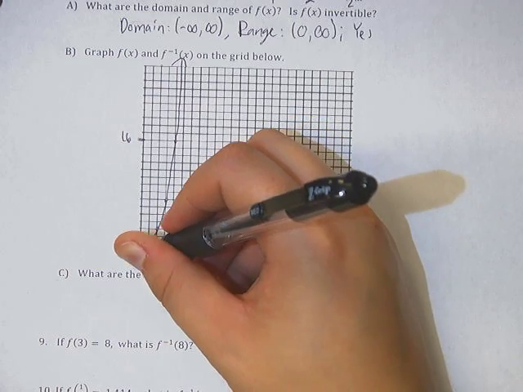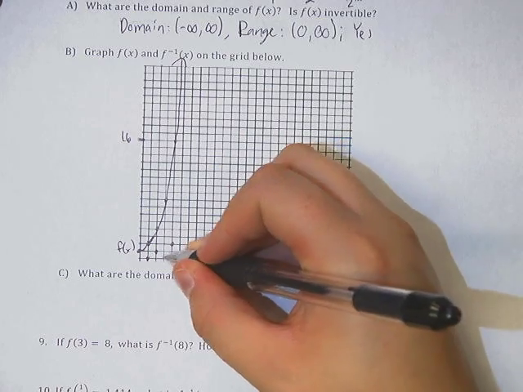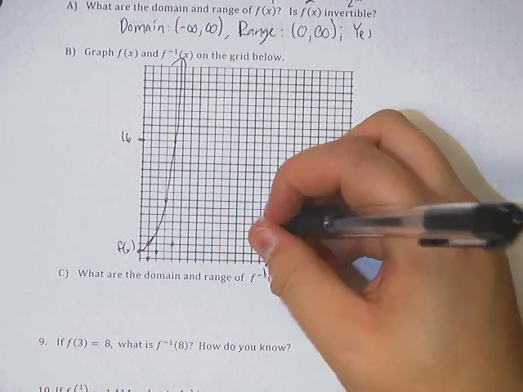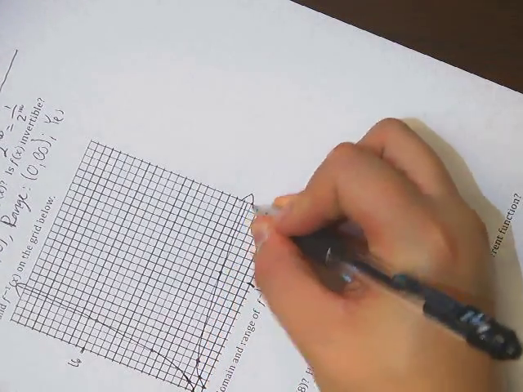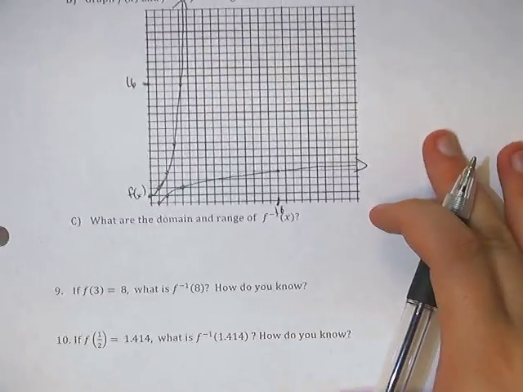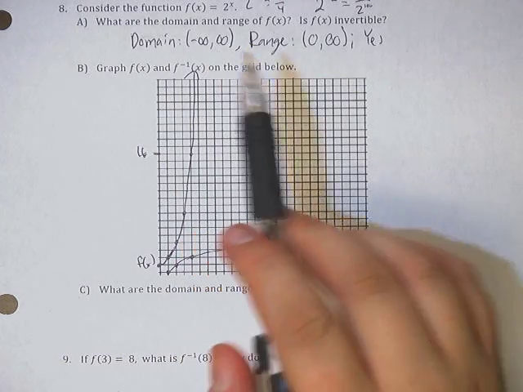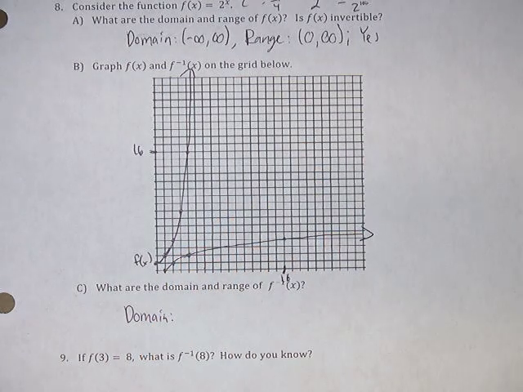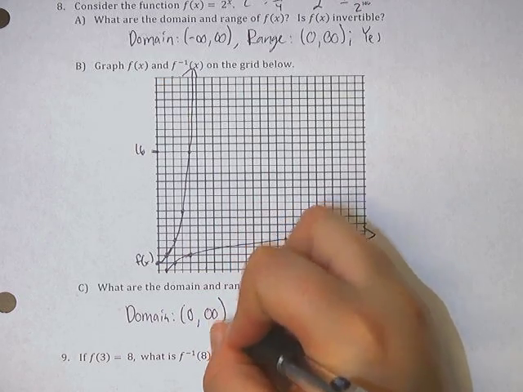Now remember that for the inverse, we can just take what our coordinates are, and we're going to flip them. So instead of 0, 1, it's going to be 1, 0, 2, 1, and 4, 2, and then 16, 4. It's going to look something like that.